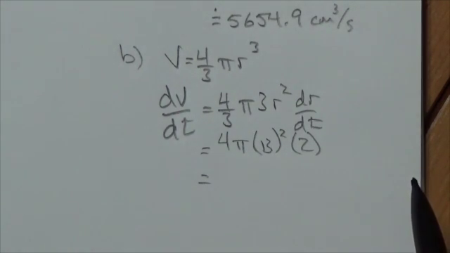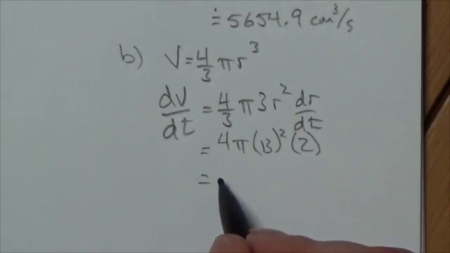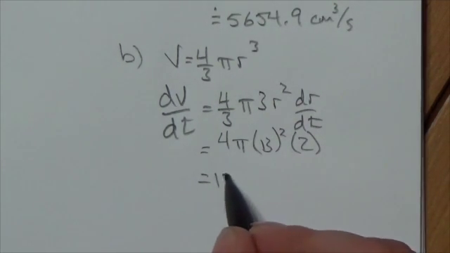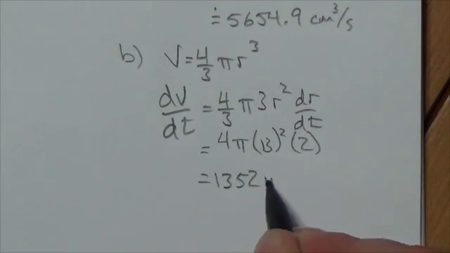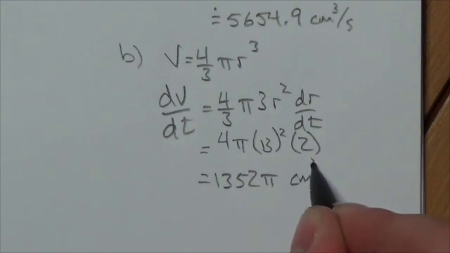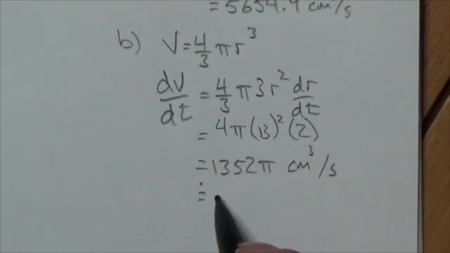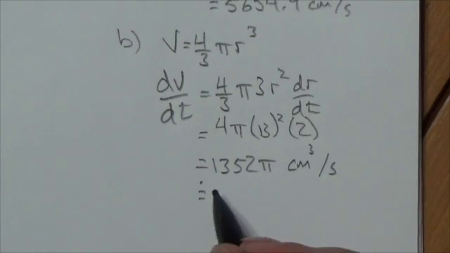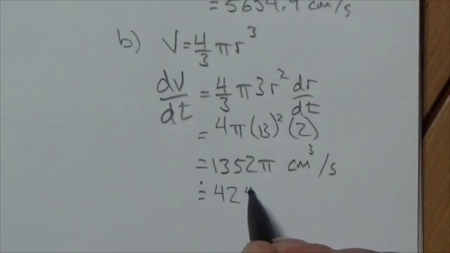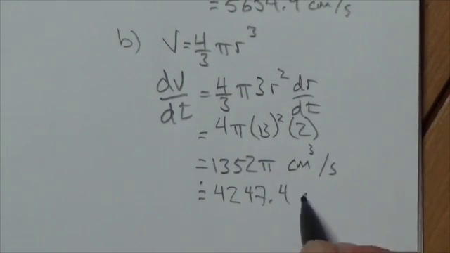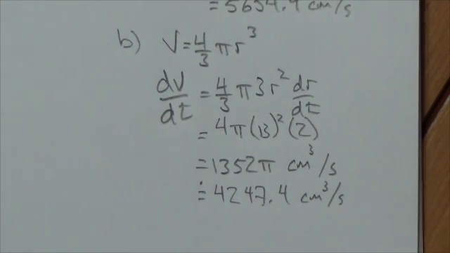Now I'll go to my calculator and evaluate this. Leaving the pi in there to start off with, we get 1,352 pi centimeters cubed per second. And if we want this to the nearest tenth, we multiply by pi and get 4,247.4 centimeters cubed per second. Okay, so there you go.